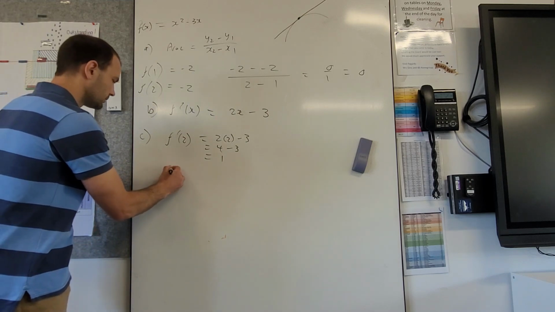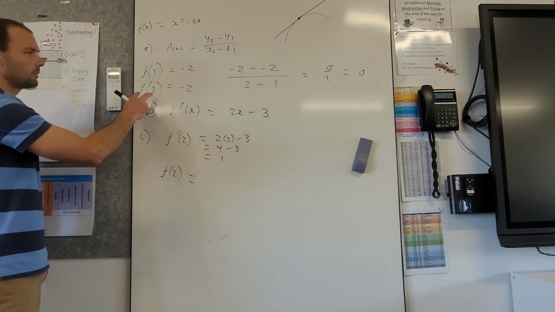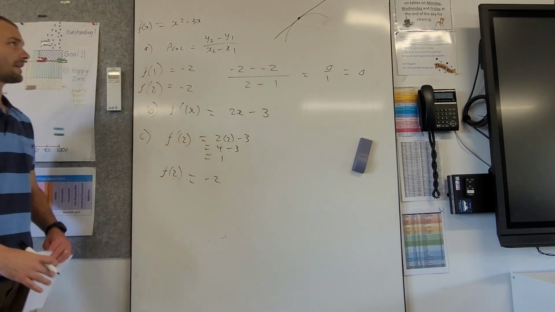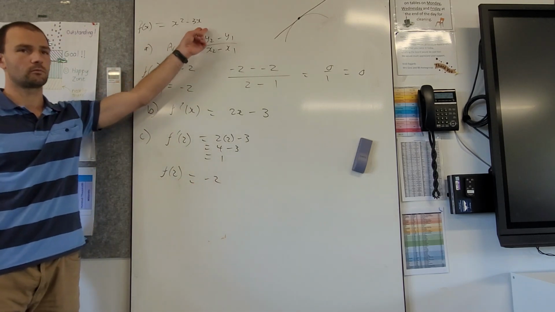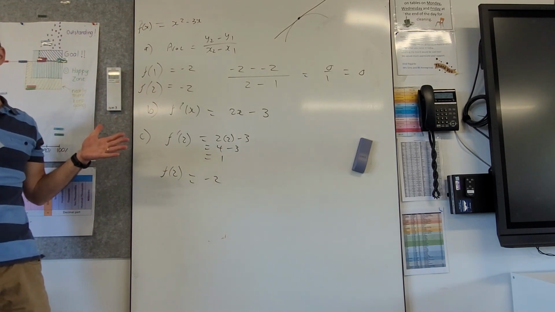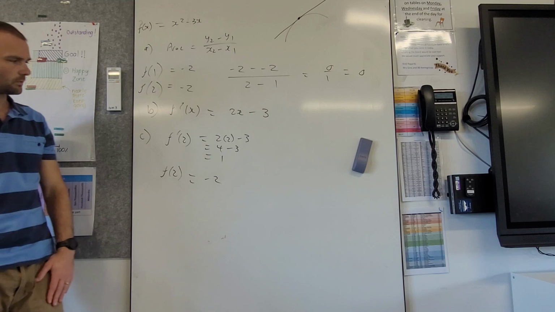F of 2, we've already calculated it, we did it up here. F of 2 is minus 2. That's when we put the number 2 into the original function. Now it wants us to interpret the difference between these two values. What's the difference between them?